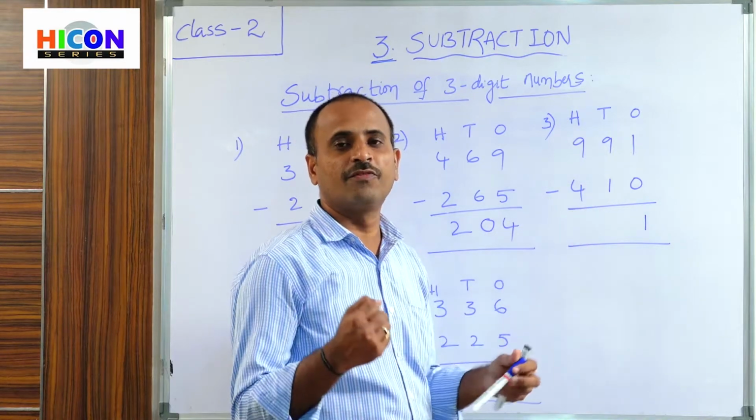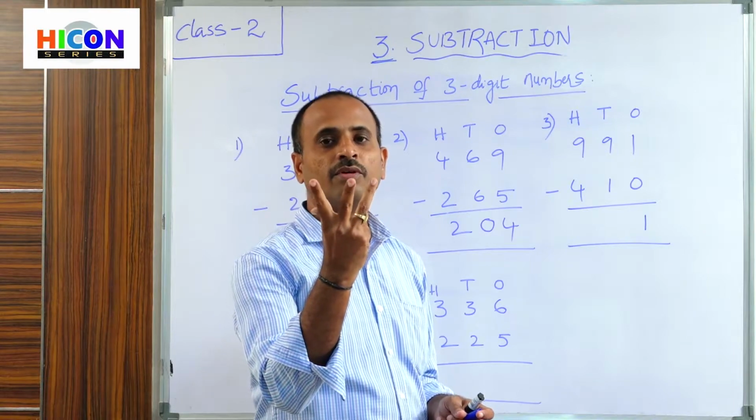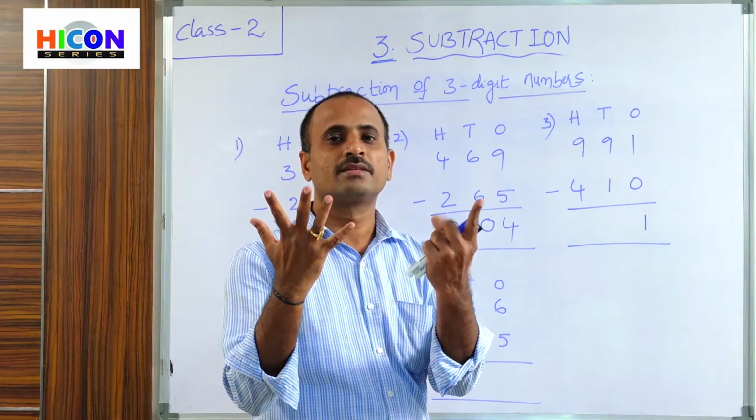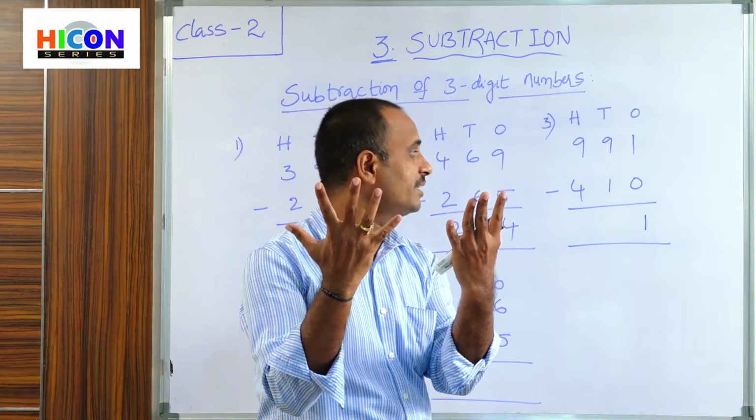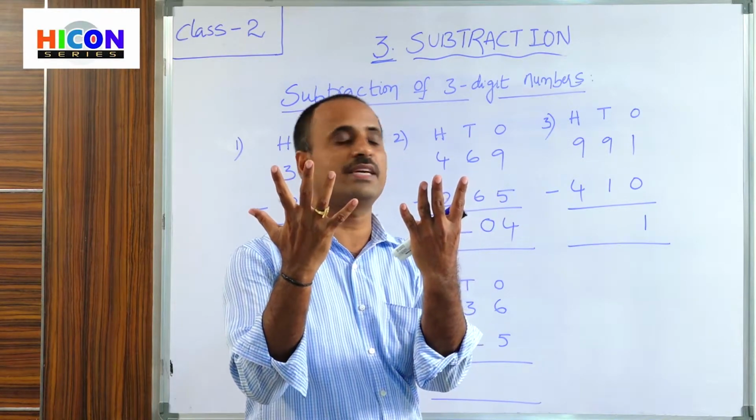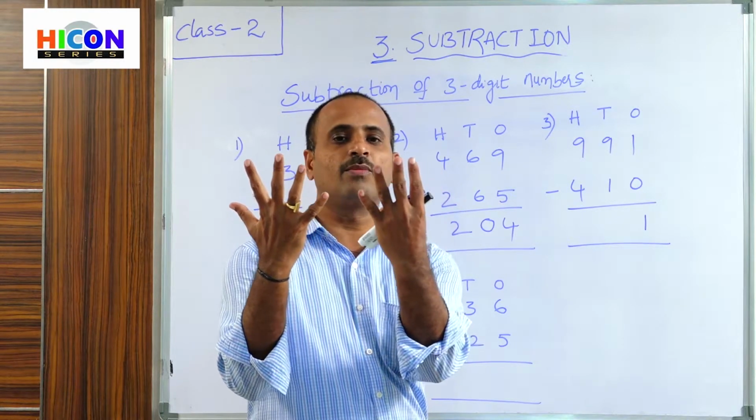So open 9 fingers of your hand. 1, 2, 3, 4, 5, 6, 7, 8, 9. So these are the 9 fingers. And what is the second digit in the tens place? 1 is the second digit. So close 1 finger in these 9 fingers. So I am closing 1 finger.